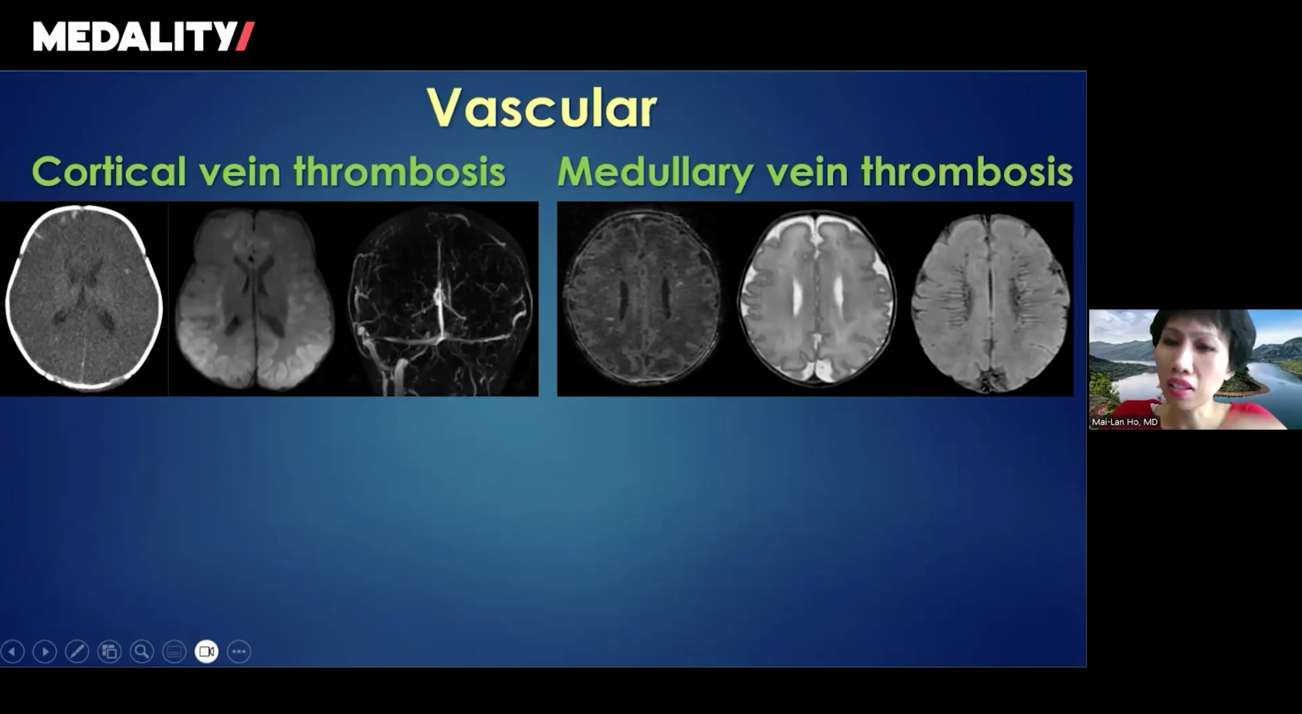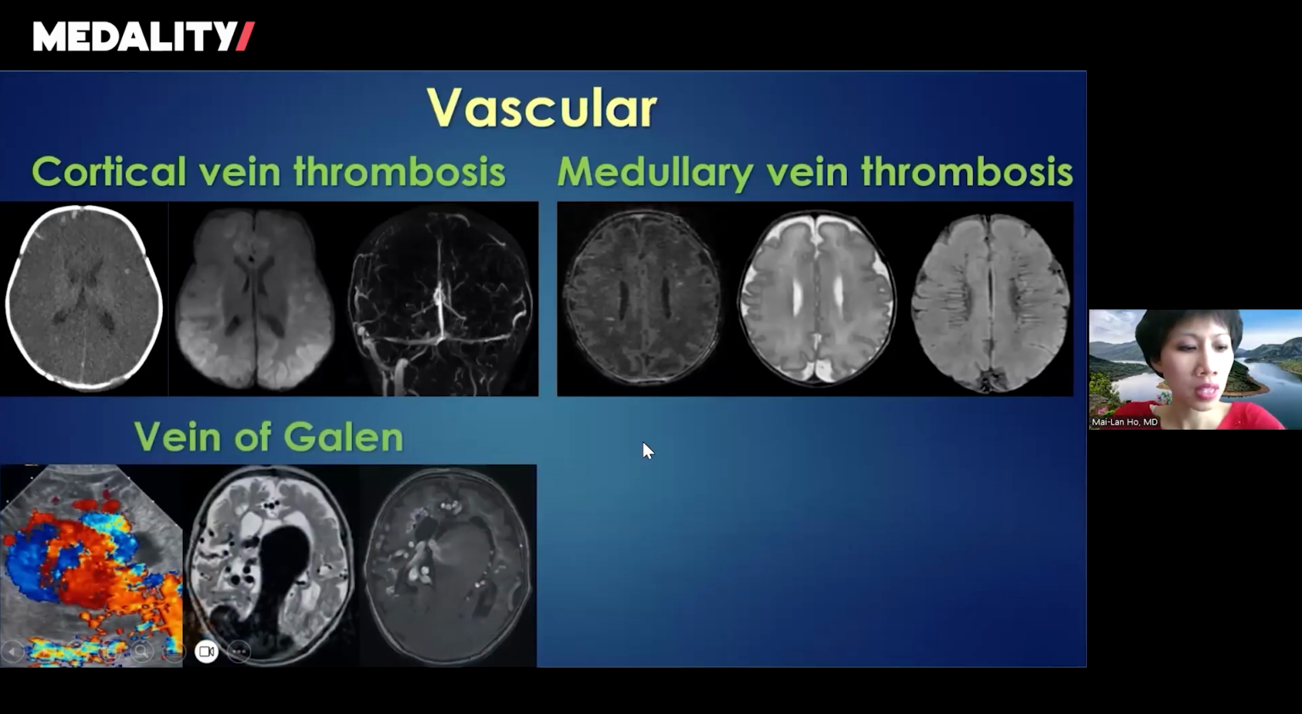And the medullary veins can also be congested and immature. And so you can see, again, that T1 shortening, kind of linear radiation, engorgement, thrombosis. And so this can also give you kind of a white matter injury-like pattern. But the key is that you actually have a bunch of congested medullary veins through that whole area, and very linear.